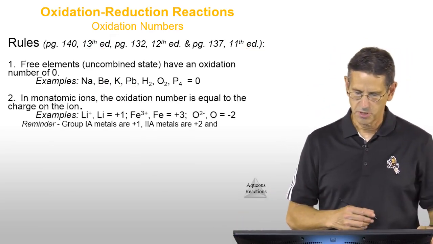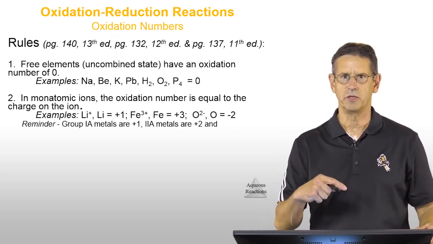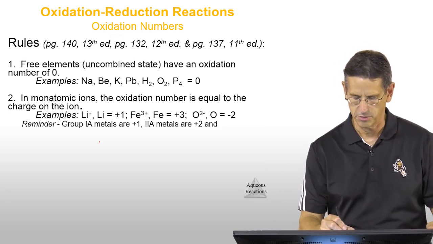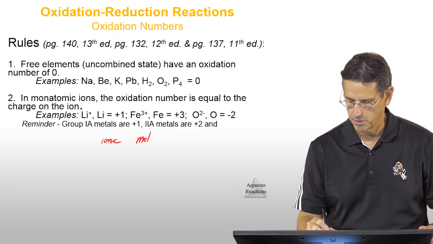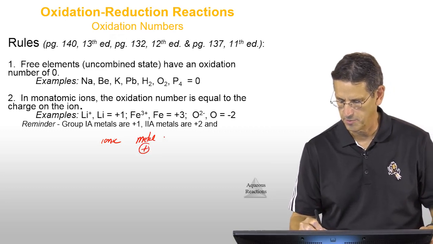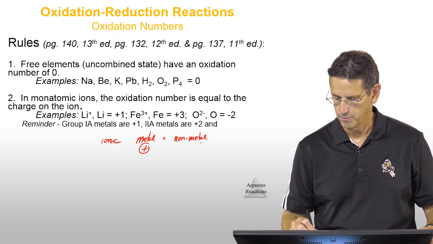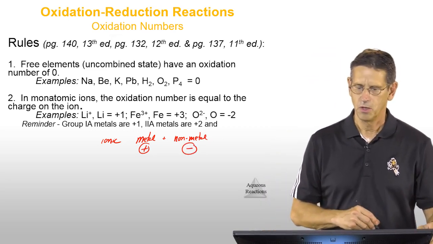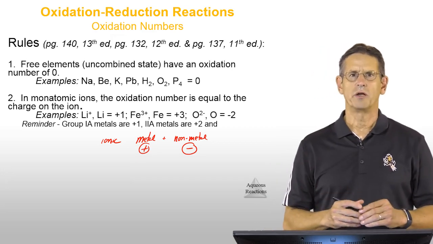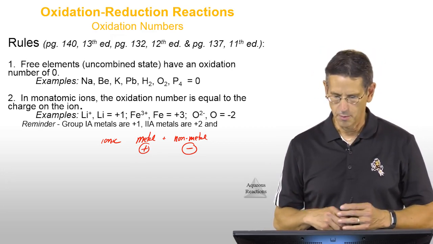Rule 2. In monatomic ions, the oxidation number is equal to the charge in the ion. So think back to the nomenclature. Remember, it said ionic compounds. Ionic compounds are a metal, typically, which is a cation, plus a non-metal, which is an anion. Or it could be a polyatomic ion. We'll talk about that in a second. Specifically in the metals, whatever the charge is on that metal, that's the oxidation state or number.